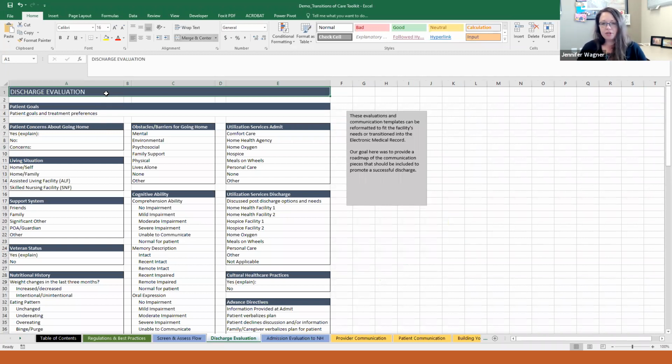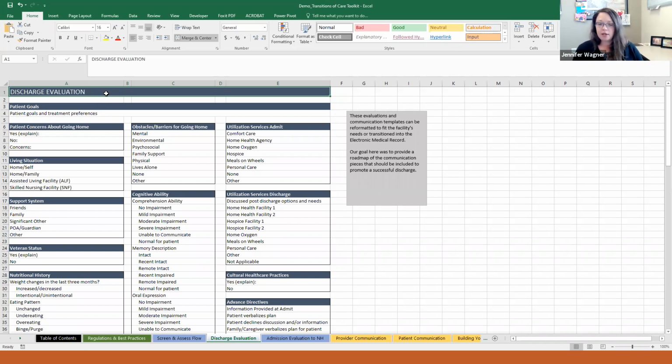So we have two resources for discharge evaluation: the discharge evaluation and the admission evaluation to a nursing home. The flow of information is incredibly critical, and I don't think that much should be left to assumption by medical providers, the patient's family, or even the patients themselves. The discharge evaluation and the evaluation to nursing home are templates designed to be reformatted, and the goal is to provide a roadmap of communication pieces that should be included to promote a successful discharge.